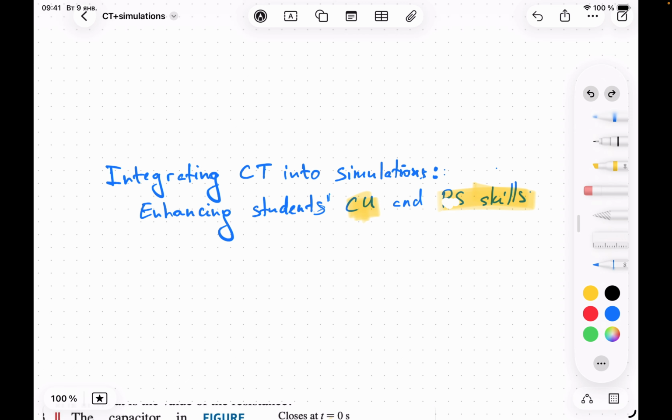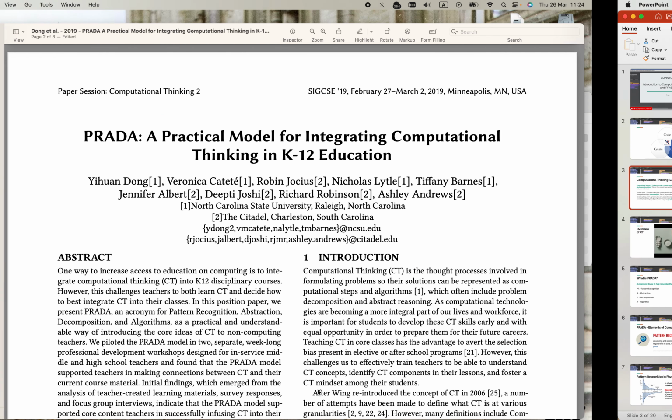So, my research topic focuses on integrating computational thinking into simulations and how it affects students' conceptual understanding and problem-solving skills. As you know, problem-solving and conceptual understanding are directly proportional to each other. Before we start, I would like to introduce one piece of research.